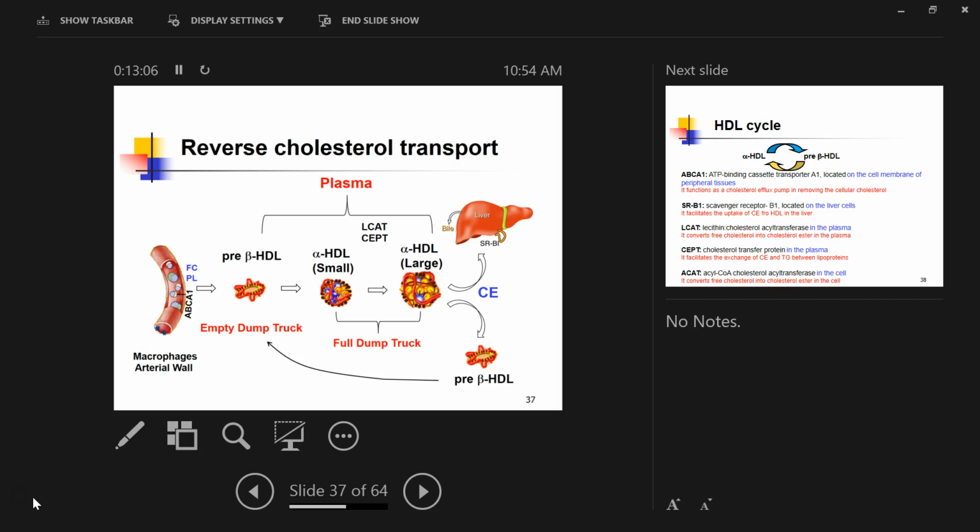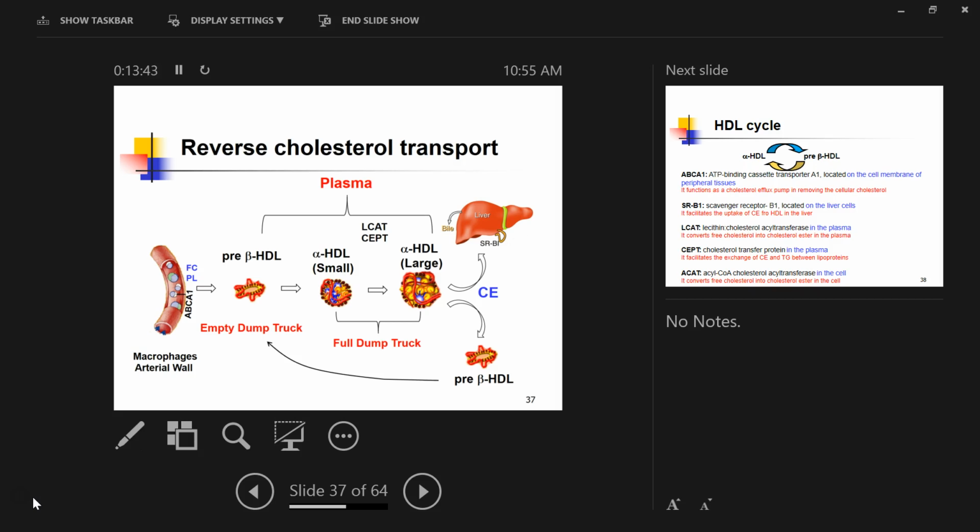And alpha HDL, losing the cholesterol, losing lipids, becomes empty HDL, beta HDL again. And that beta HDL can go back to the peripheral tissue and load in more lipids and become alpha HDL again, and carry the lipids to dispose of them in the liver, right? So this process is called reverse cholesterol transport.